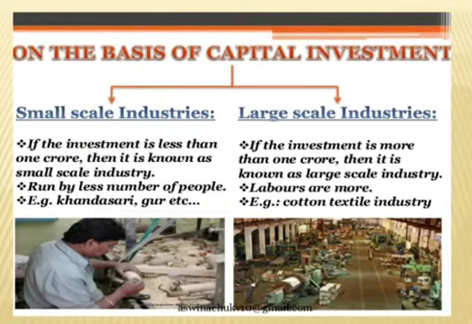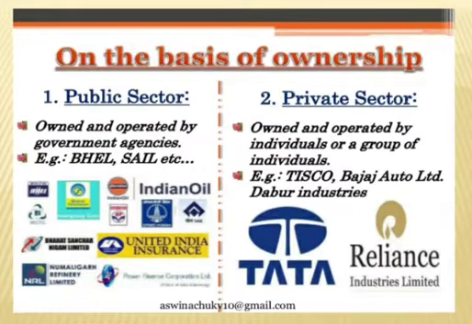On the basis of capital investment, industries are classified into small scale industries and large scale industries. If the investment is less than 1 crore, then it is known as a small scale industry, and if the investment is more than 1 crore, then it is known as large scale industry. On the basis of ownership, industries are classified into public sector, private sector, joint sector, and cooperative sector.